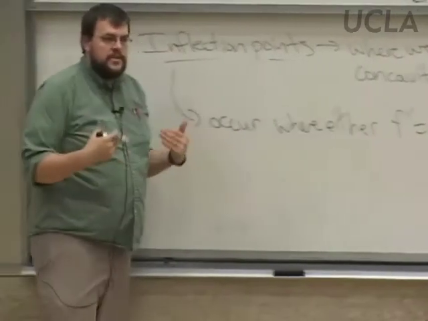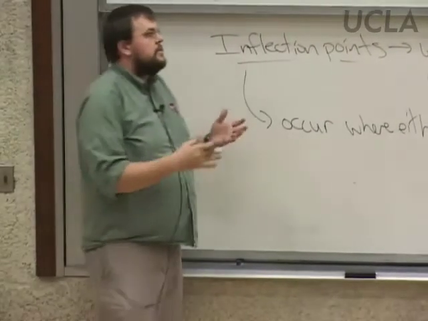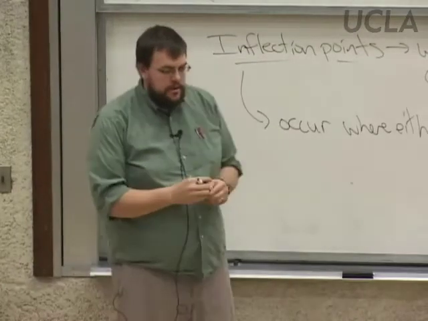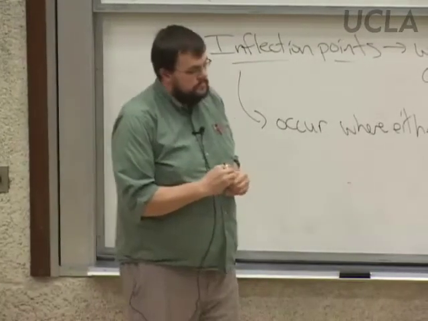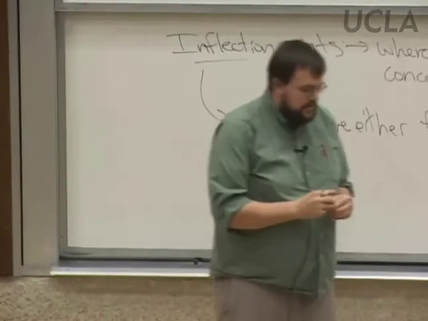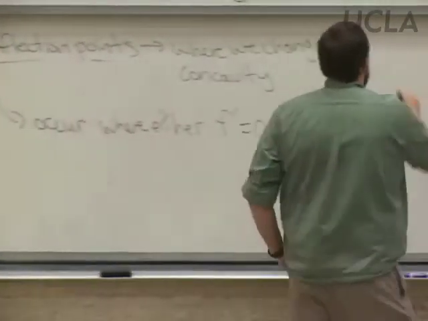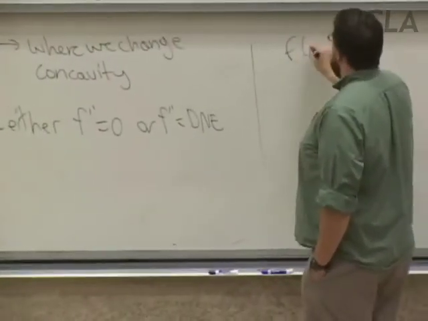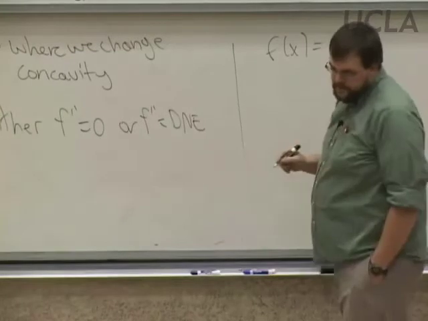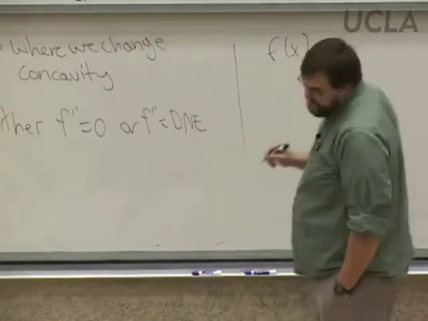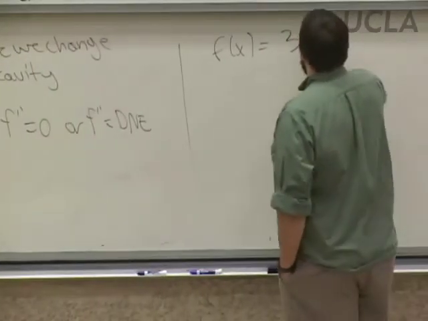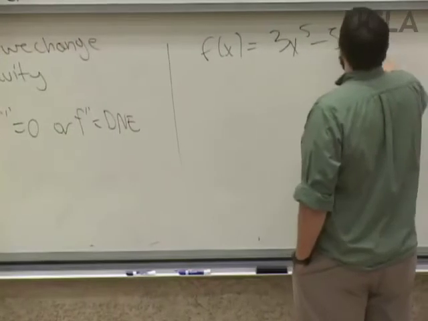That's the places where we can change concavity. Anywhere else, we're either concave up or concave down, and we don't worry about it. So for instance, we can make up a function. Of course, if we make one up, we'll get into trouble, so let me try not to make one up too badly.